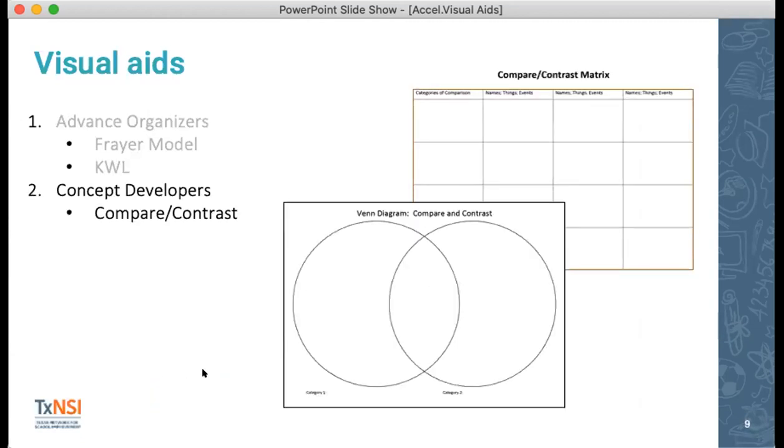Then we go on to concept developers, comparing and contrasting. The Venn diagram has been around forever, and the kids are used to it in English class, and you may have used it in math class before, but you could use it in geometry is my example that I have to show for you.